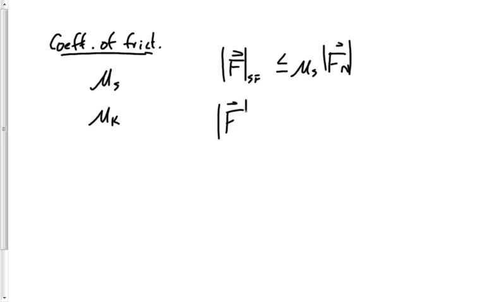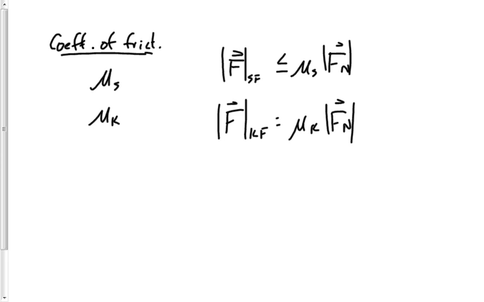Now, there are 2 equations that we learned here, or one of them is an inequality, actually. The force of static friction is less than or equal to mu times Fn. The force of kinetic friction is equal to mu times Fn. Why the difference here? Well, because static friction changes.